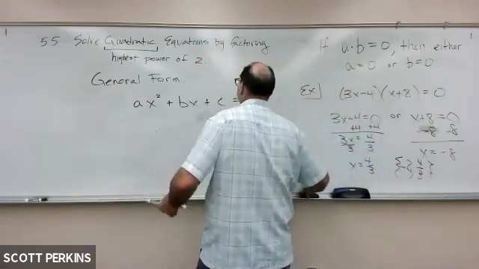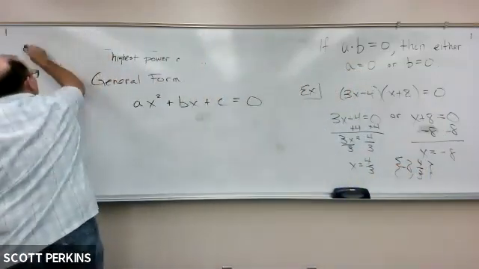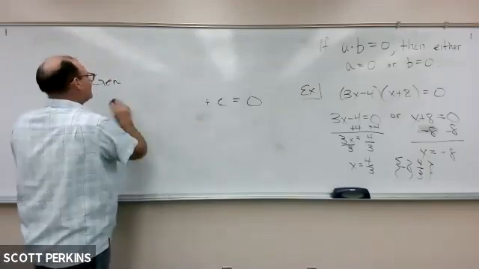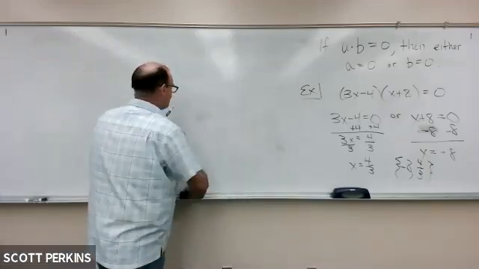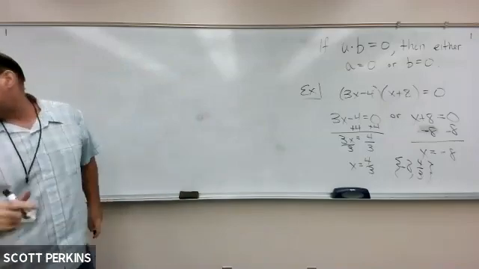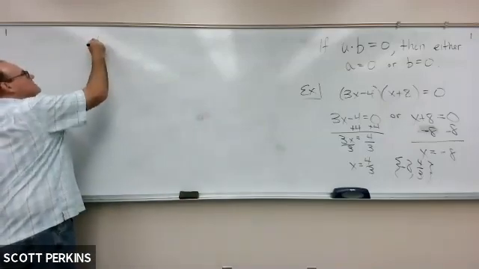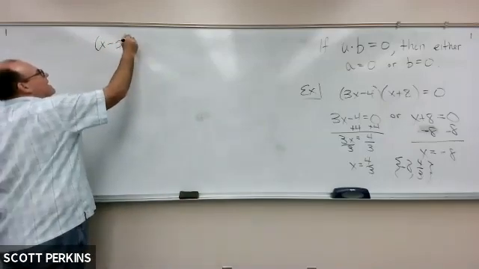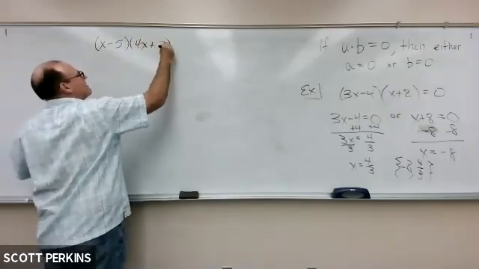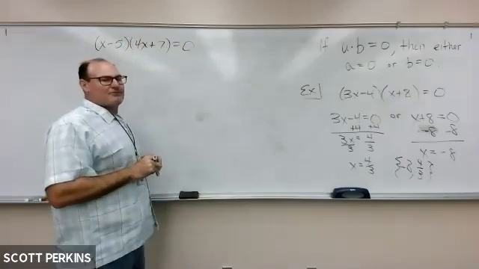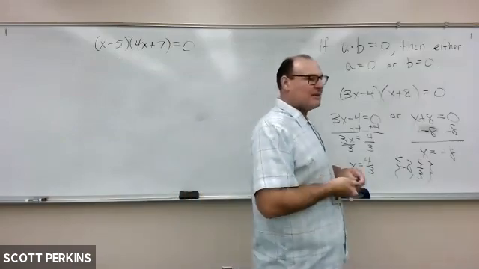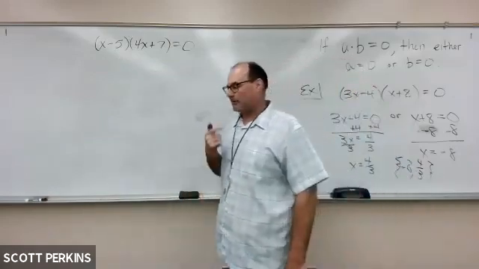Okay, so there's our first problem, just practicing the principle of zero products there, that fancy sounding thing. So here's one for you. What are the solutions to this? X minus 5 times 4x plus 7 equals 0. Already factored. You just now need to tell me what the two solutions are.